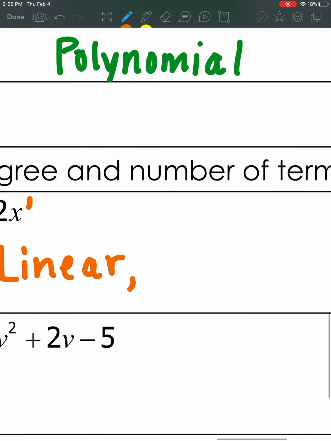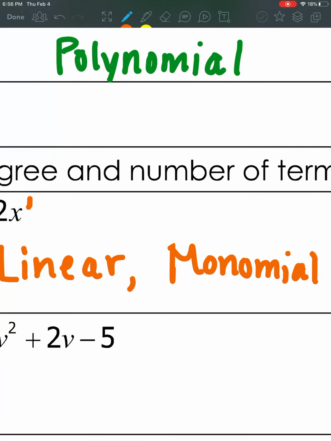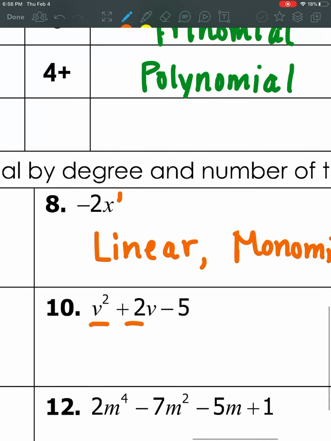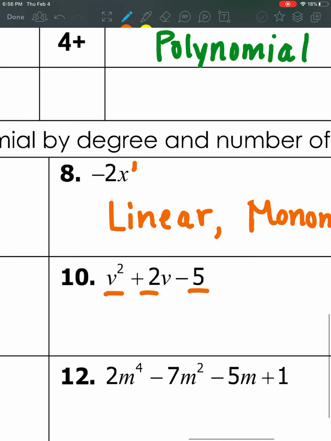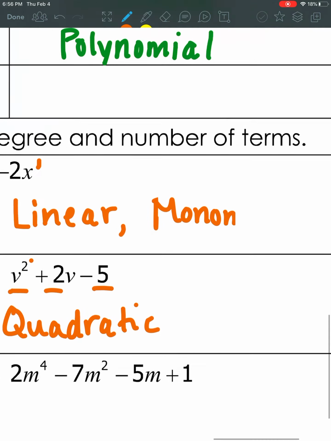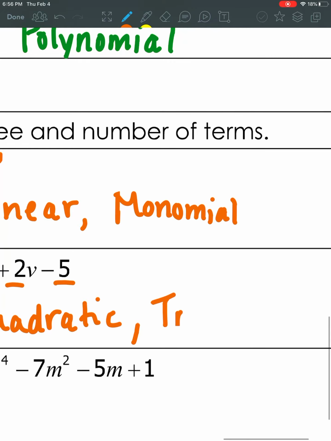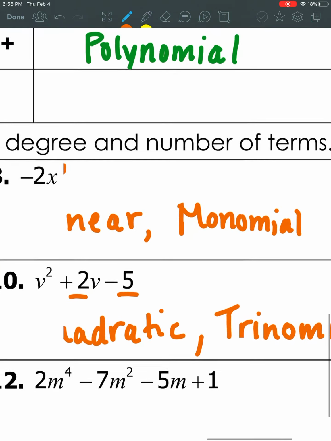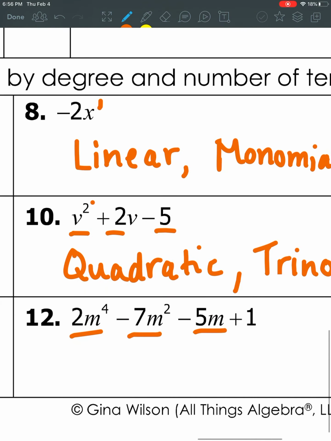And pause here, see if you could get these 3 on the right. Number 8 has a power of 1, so that is linear. There is just one term there, so that is a monomial. Next one, we have 1, 2, 3 terms. The highest degree is the 2, so this is a quadratic trinomial.